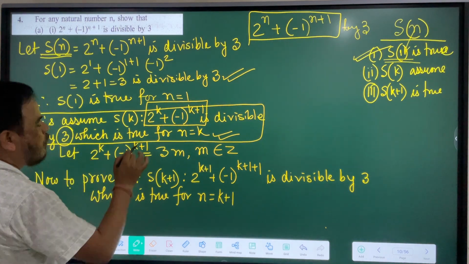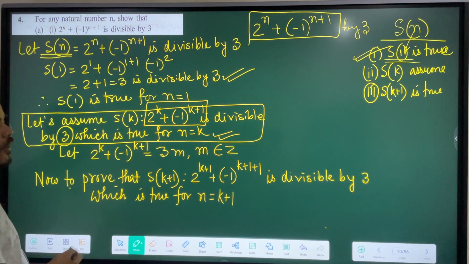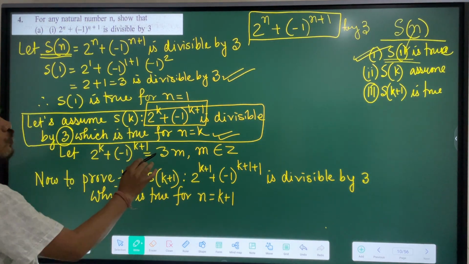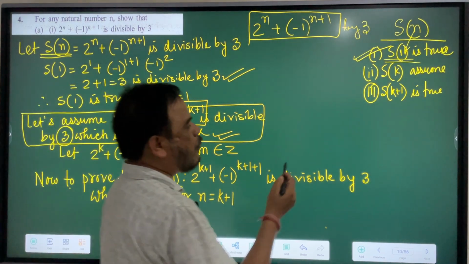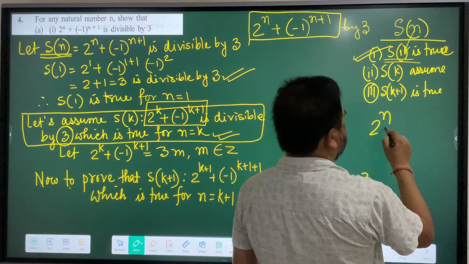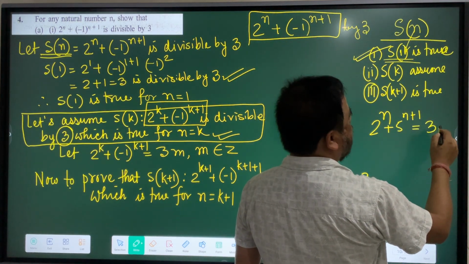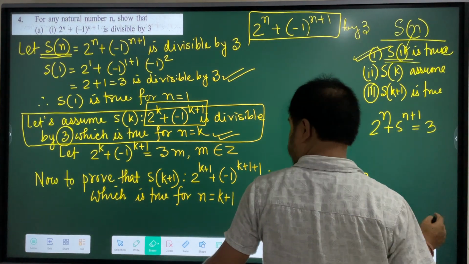Because this is divisible by 3, it is 3 into something. m is an integer. Why have we written 3m? Because it is divisible by 3. If it is divisible by 7, then we could have written 7m. So suppose we have got 2 to the power n plus 5 to the power n plus 1 equals 3k.